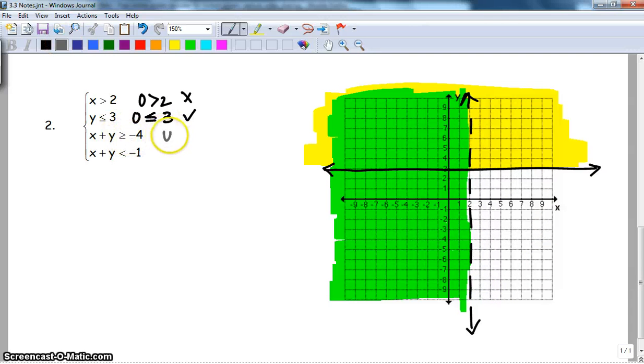All right, so this one, y will be greater than or equal to negative x minus 4. Again, you can do intercepts if you want. So minus 4, down 1 over 1. And this will be solid.